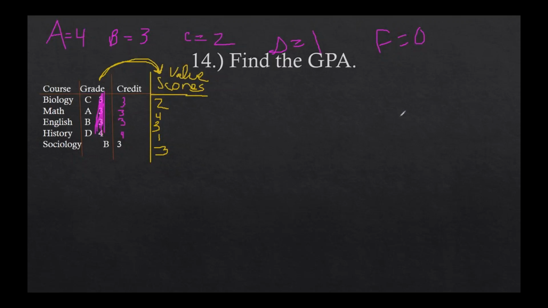Okay? Because remember, just like with percentages, we have to multiply. We need what we like to call quality points. And in this particular case, quality points are found by multiplying the credit times the value. Because for a grade, if you get a C, you get 2 points per credit hour. So if you have a 3 credit hour class, you get 2 points for each of those credits. Well, what's 3 times 2? That might be the easiest question I've asked you all day.